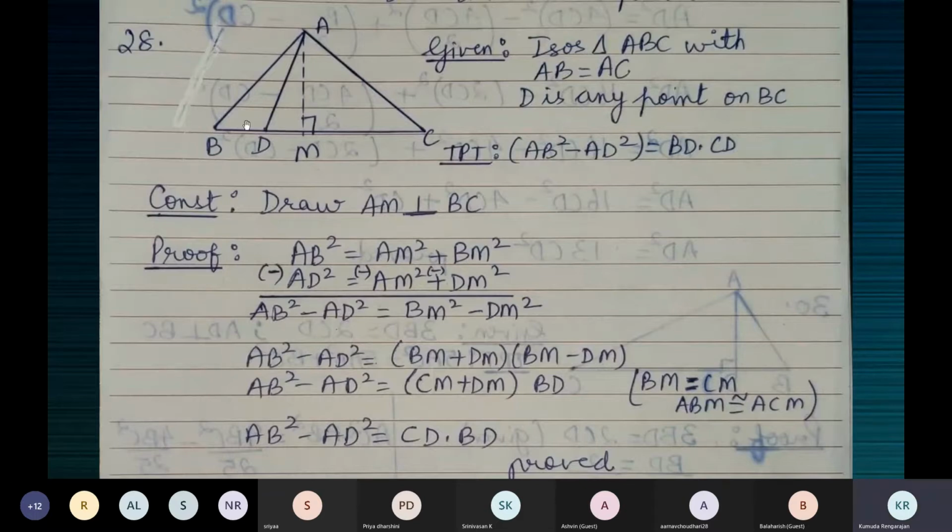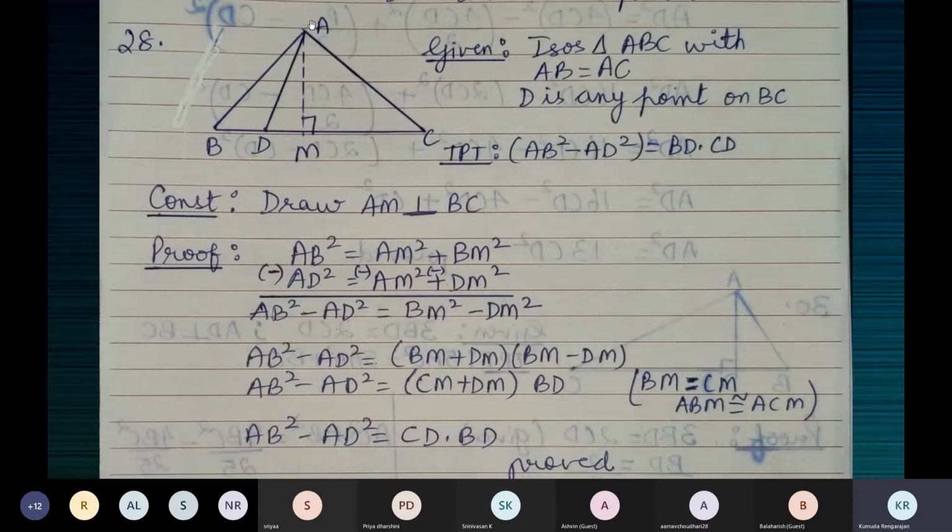D is any point on BC. So it's not that BD is 1/3 of BC or 1/4 of BC. No, there is no relation given. You don't know the relation between BC and BD. Earlier, in some questions, we were given that BD is equal to BC by 3, or 1/3 of BC. No such thing is given here. D is any point on BC.